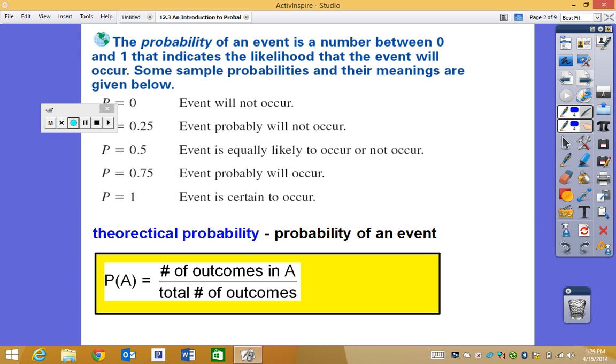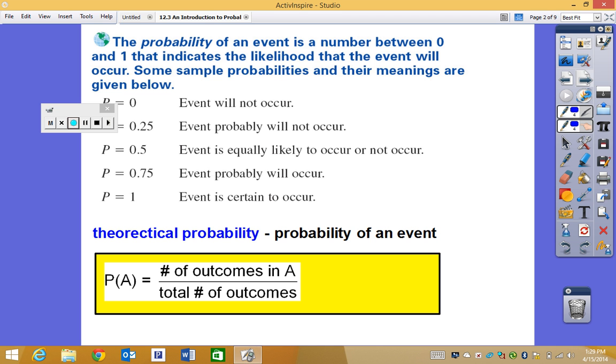If the probability of an event is 0, that means the event will not occur. If it is 0.25, the probability is 25%. If it is 0.5, it's equally likely to occur or not occur. If it is 0.75, it will likely occur, and if it's 1 or 100%, it's almost certain to occur.